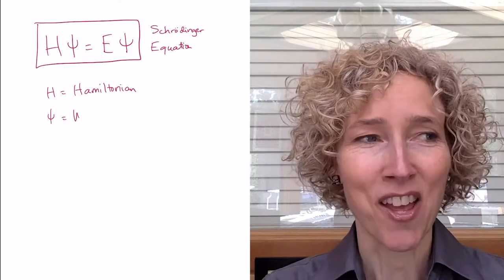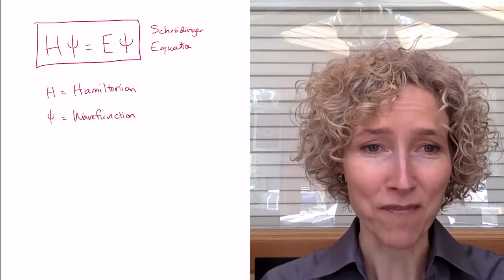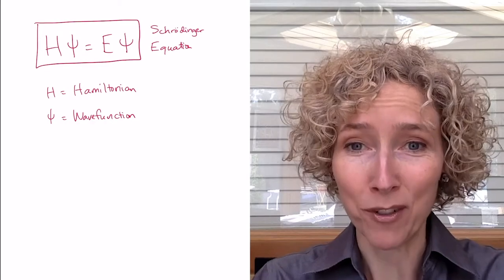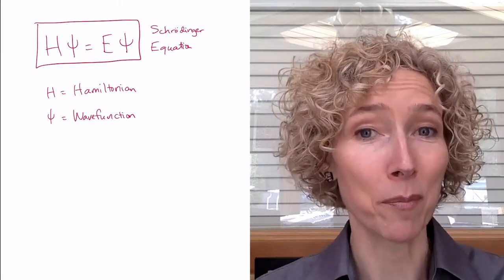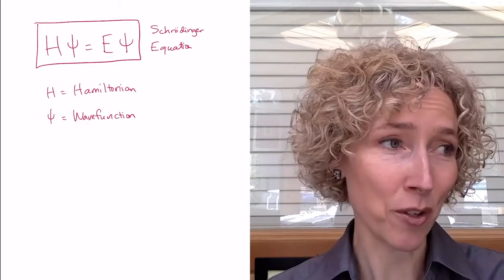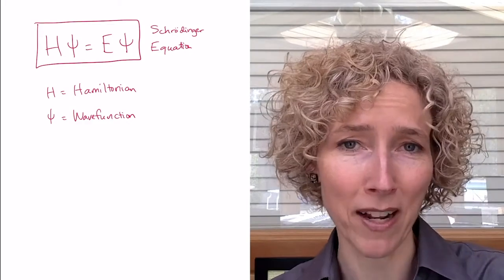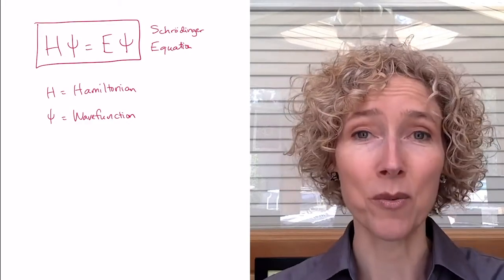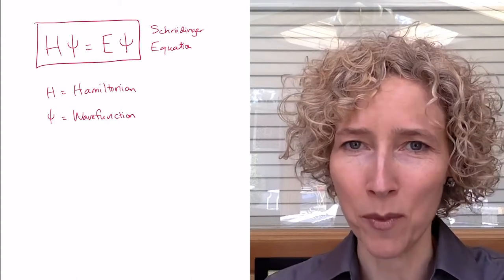Psi is the wave function of the particle, and the wave function has a few interesting properties. One is that the shape of the wave function tells you everything about what the particle is doing. It tells you the energy, the momentum, the angular momentum if it has any, and it also tells you essentially where the particle is, or where you're most likely to find it when you go to look for it.